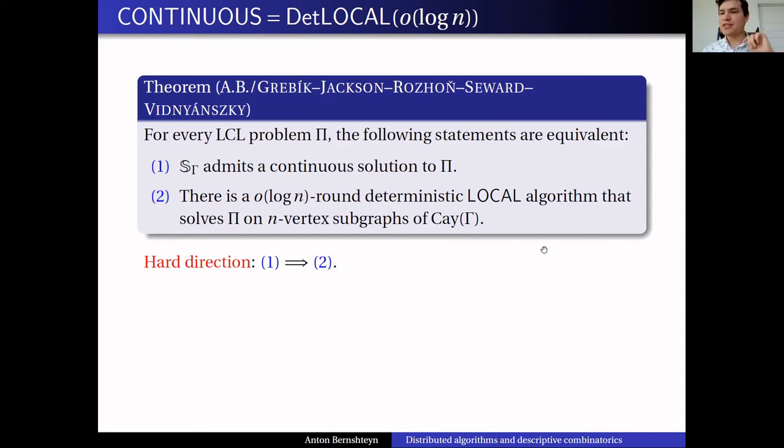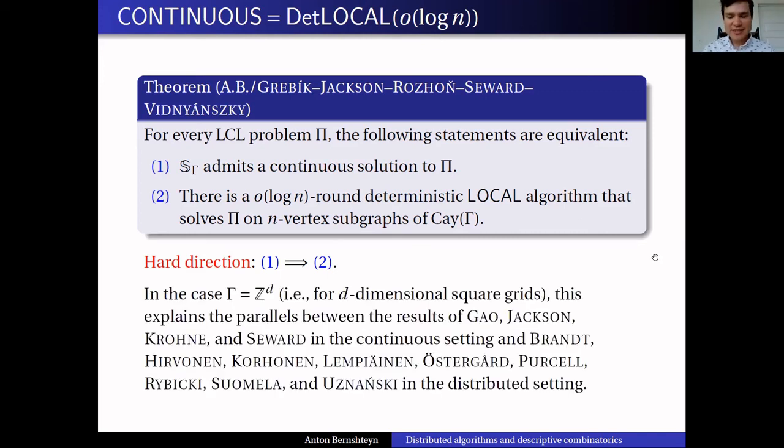The direction from 1 to 2 is hard. It's much harder, at least. It requires some non-trivial arguments, which I will not go into. But this is an interesting feature: given this continuous coloring, somehow you can extract out of it an efficient deterministic algorithm. This is an exact equivalence between two areas, and people have been studying these two independently of each other for different reasons and using different methods.